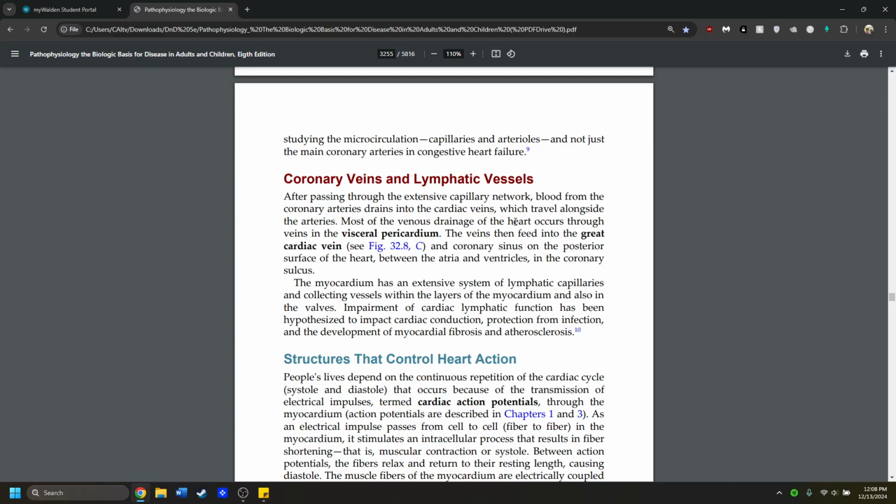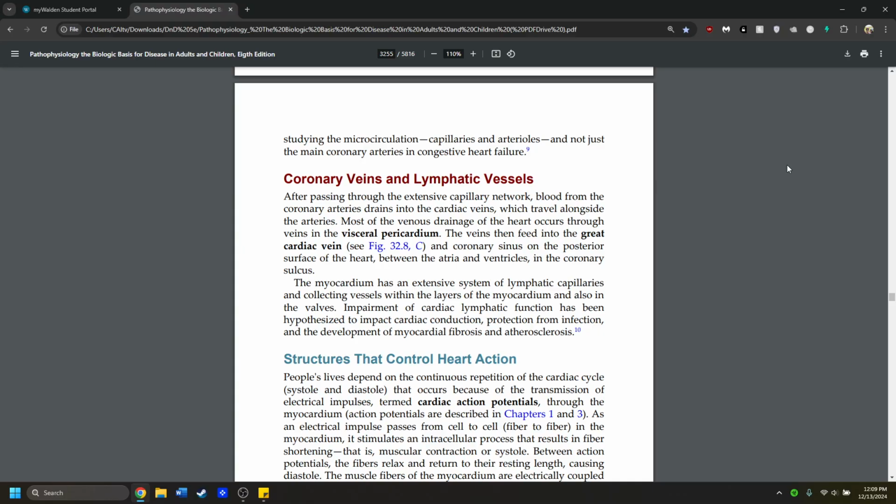The coronary veins and the lymphatic vessels. After passing through the extensive capillary network, blood from the coronary arteries drains into the cardiac veins, which travel alongside the arteries. Most of the venous drainage of the heart occurs through veins in the visceral pericardium. The veins then feed into the great cardiac vein and coronary sinus on the posterior surface of the heart, between the atria and the ventricles in the coronary sulcus.